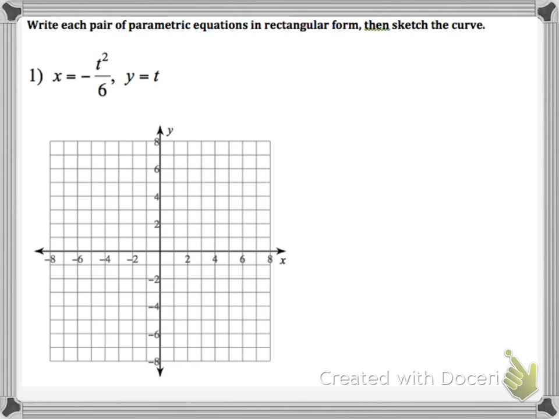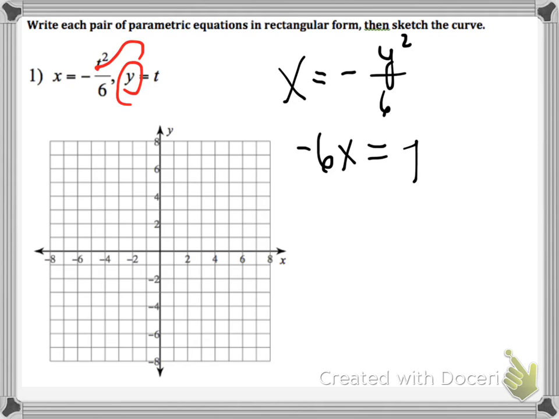You are going to take the y equals t, and you're basically going to take your y and plug it in right there in your x equation. So you've got x equals negative y squared over 6. And then I'm going to multiply both sides by negative 6. So I get negative 6x equals y squared.